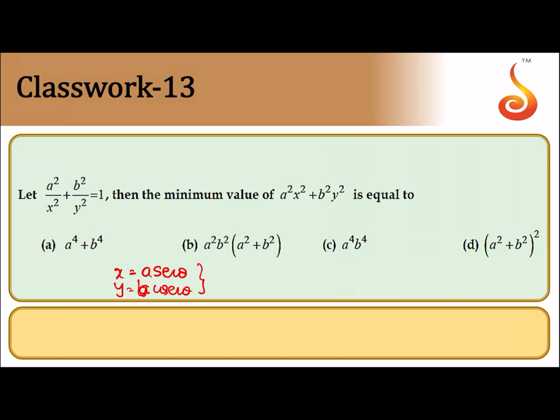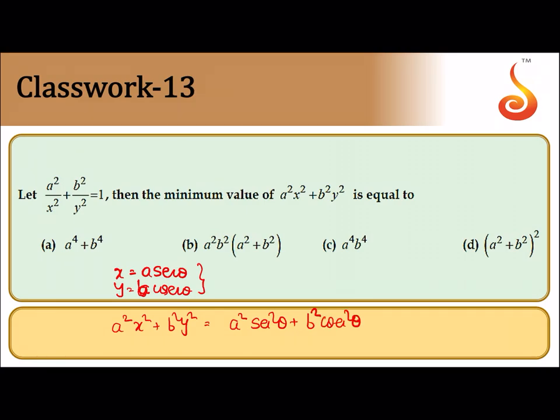Example 13. It's a really interesting problem. a square by x square plus b square by y square equal to 1. The minimum value. We do the substitution. What is the substitution possible? x equal to a secant theta. y is equal to b cosecant theta. Sorry. So what we get actually?